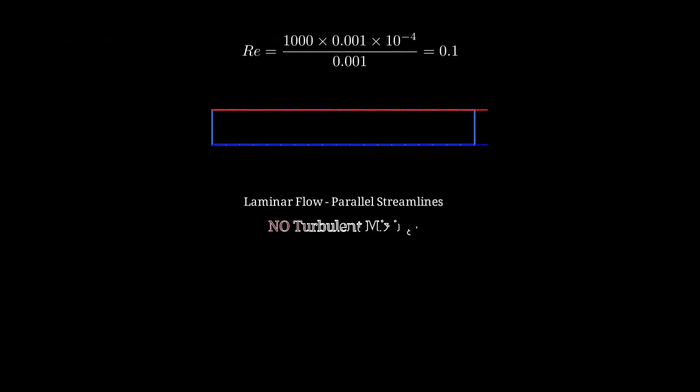In laminar flow, fluid moves in parallel streamlines. There are no eddies or turbulence. The red and blue streams flow side by side without mixing. In purely laminar flow, the only mixing mechanism is molecular diffusion. But diffusion is painfully slow. The diffusion timescale is T equals L squared divided by D_molecular, where L is the distance and D_molecular is the molecular diffusion coefficient.